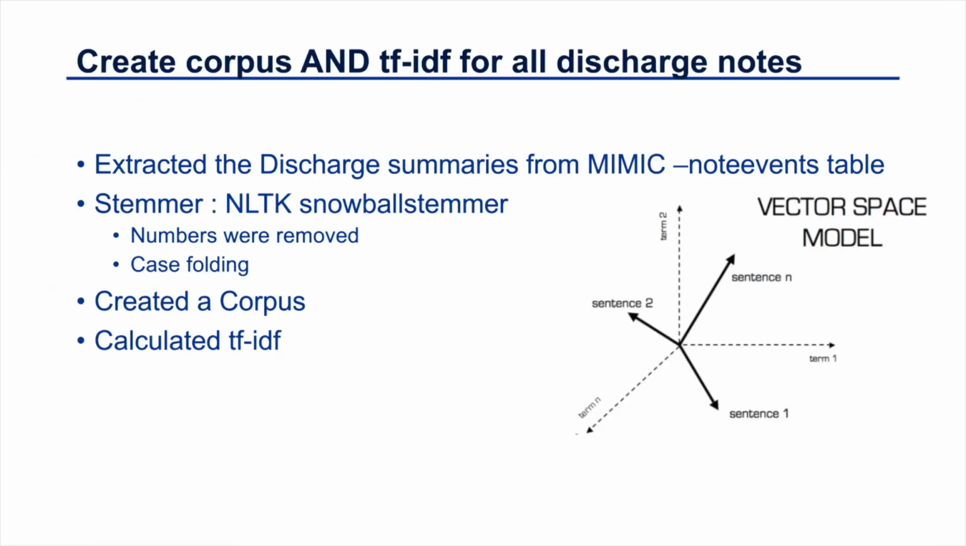So about the vector space model, we used a stemmer to pre-process our data, and we also removed numbers and performed case folding. We also created a corpus to keep track of all the tokens that were being collected, and we kept the TF-IDF vectors in the form of a large file that we then retrieve while using the retrieval tool.